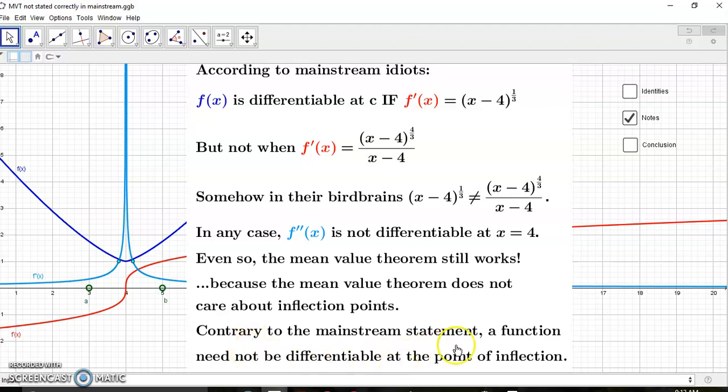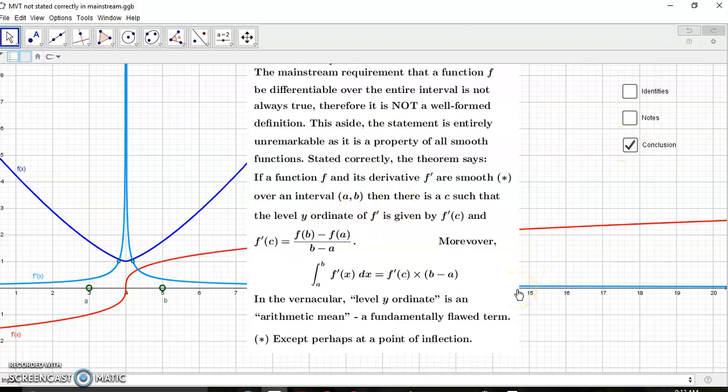And contrary to the mainstream statement, a function need not be differentiable at a point or at the point of inflection. So what's the conclusion? The conclusion is that a function f, which, according to the mainstream, should be differentiable over the entire interval, is not always so. I've just shown you an example. So try this out yourself. Therefore, it is not a well-formed definition. It's wrong, in other words. And I know arrogant, incredibly incompetent and stupid mainstream academics don't like to be corrected, but I'm correcting them.